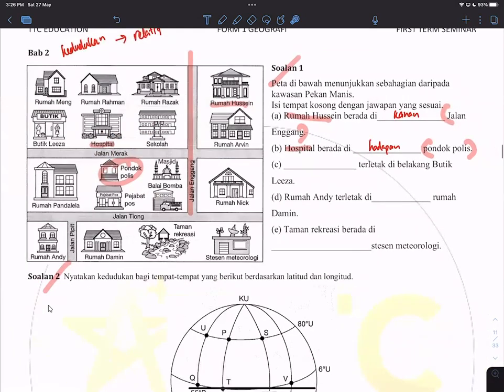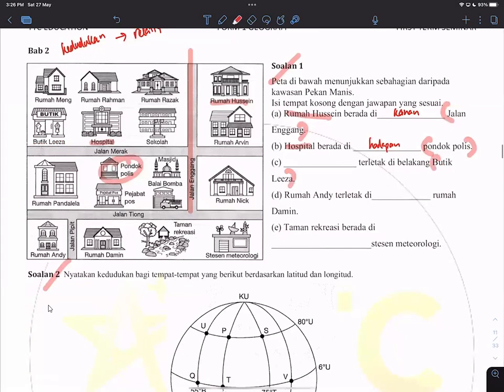Okay, so C, anyone want to try? Di belakang putih Lisa. So putih Lisa. Sorry, not able to highlight. This is putih Lisa, facing towards the roadside. So behind putih Lisa will be rumah Meng. Okay, very good. M-E-N-G, rumah Meng. So the remaining ones, do you guys need to practice? I'll leave it for you guys. Just 2 more. Okay, you guys try.